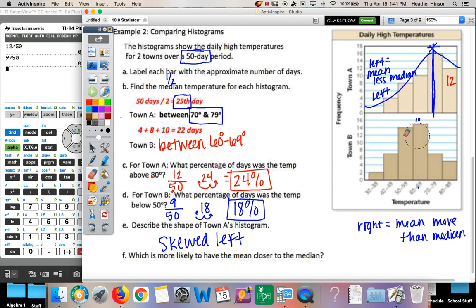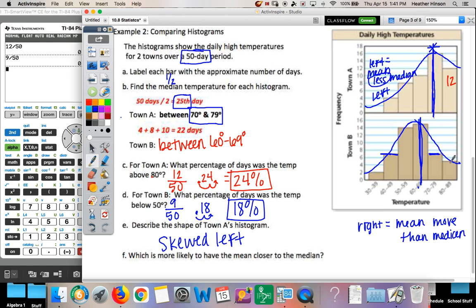So if we look at these graphs, we already talked about the first one being skewed left, which means our mean is definitely going to be less than the median. It's not going to be perfect. If we look at town B, our data falls about here. So the top of it's about here. We said our median was between 60 and 69. So that data is actually pretty symmetrical. It's a little bit off on one side, but not too much.